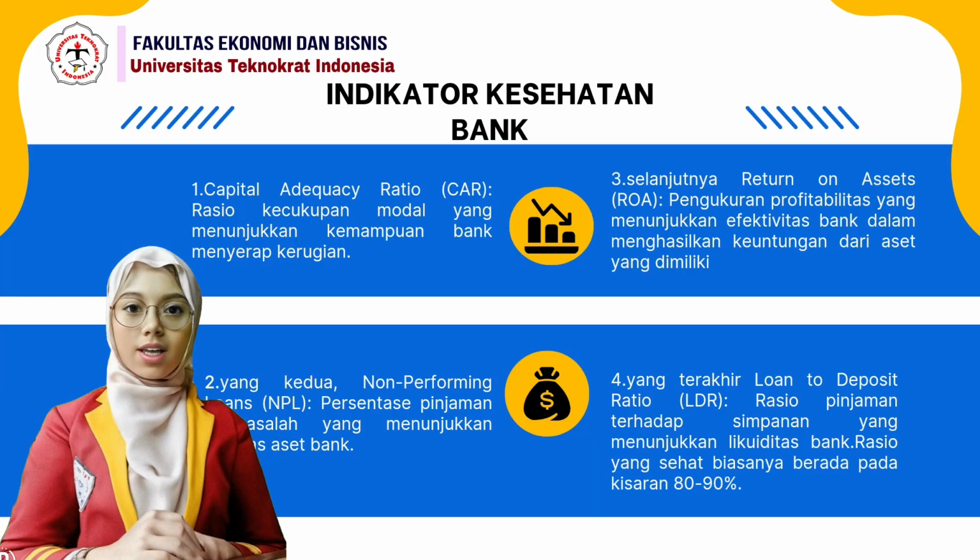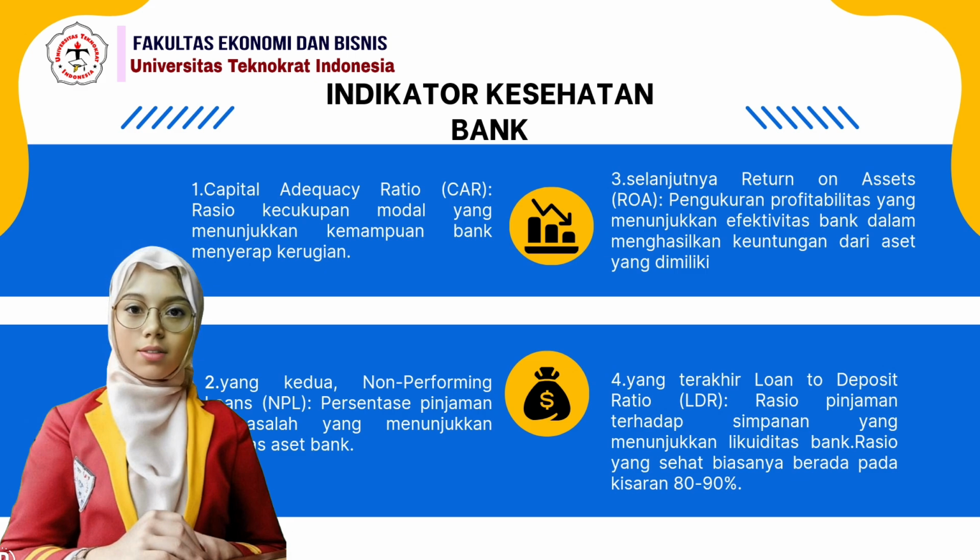2. Bank health indicators. Some important indicators used to measure bank health are: the first is capital adequacy ratio, CAR, the capital adequacy ratio that shows the bank's ability to absorb losses. A bank with a high CAR means it has enough cushion to withstand unexpected losses. Second, non-performing loans, NPL, the percentage of non-performing loans that indicates the quality of bank assets. The lower the NPL, the better the quality of loans owned by the bank.